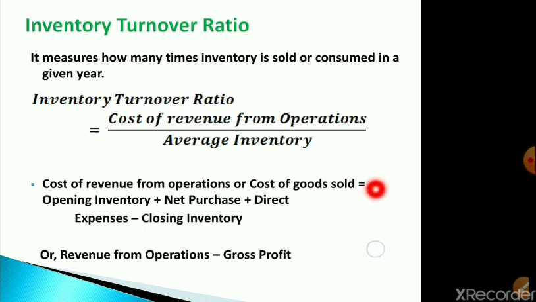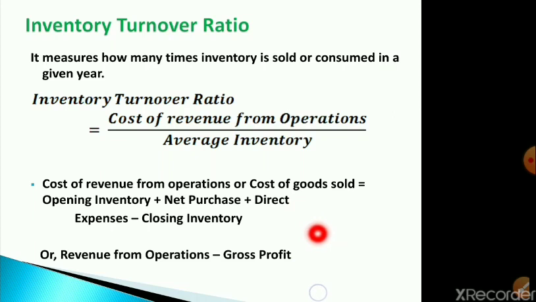Now, if you remember in final accounts, we have learned about this cost of goods sold, the formula, how to find out the cost of goods sold. That is opening inventory plus net purchase. Net purchase means purchase minus purchase return plus direct expenses minus closing inventory. There's another formula to find out the cost of goods sold, that is revenue from operation minus gross profit.